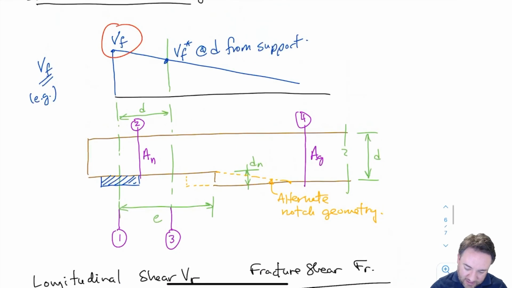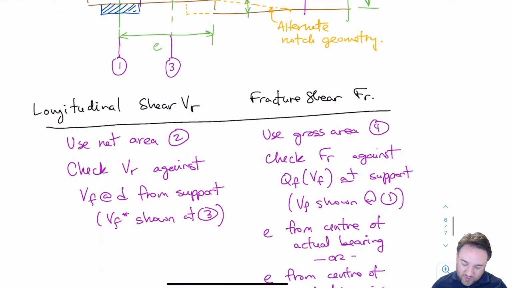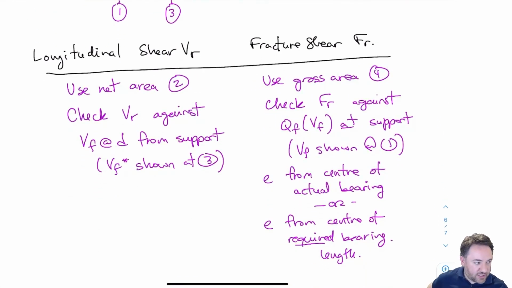All right, so that's basically it. Those are all of the things you need to do to calculate shear resistance. If you don't have a notch, then you don't have to calculate fracture shear, obviously. All you're going to calculate is the longitudinal shear. Then you're going to use net area and VF at D to calculate that. In the next video, we're going to look at the quite a bit different shear calculation methods for glulam.